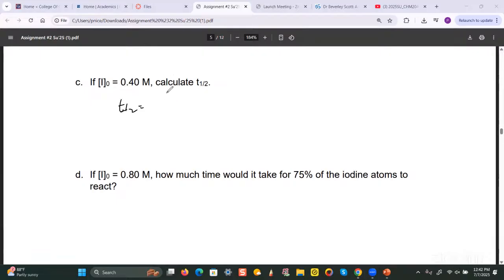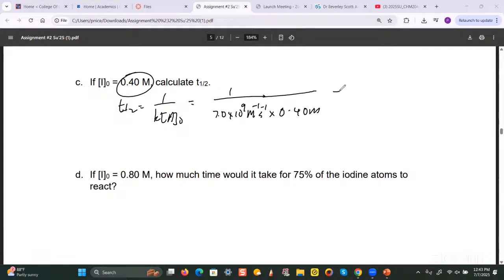1 over k times the initial concentration. Okay, very good. So that's it. K is given as, remind me, from earlier, 7.0 times 10 to the 9. Yeah, times 10 to the 9. And this would be M to the minus 1, seconds to the minus 1, times the initial concentration, which is 0.40 M. So let's see what that gives.